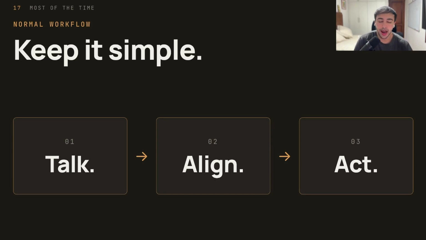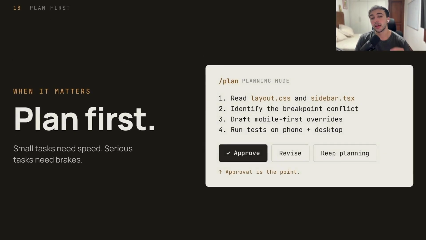If I want Claude Code to rename a file, fix one small bug, or clear one paragraph, I just ask clearly. Then I might say, before changing anything, tell me what you understood. If Claude got the job right, I say yes. If it missed something, I fix it before it starts even working. So, for normal work, talk, align, and then act. Small tasks need speed. Serious tasks need breaks.